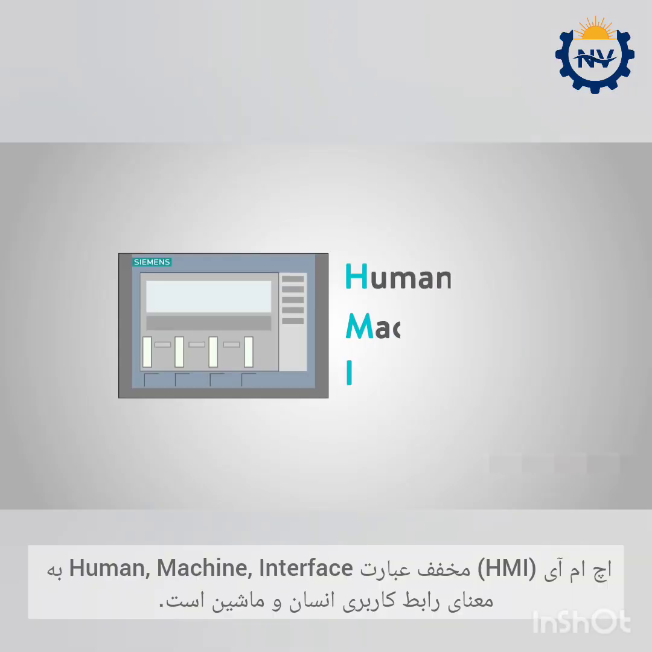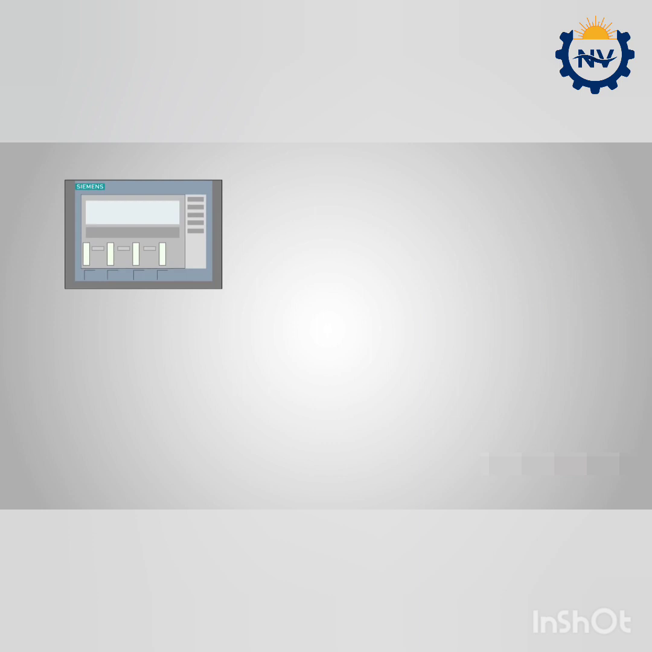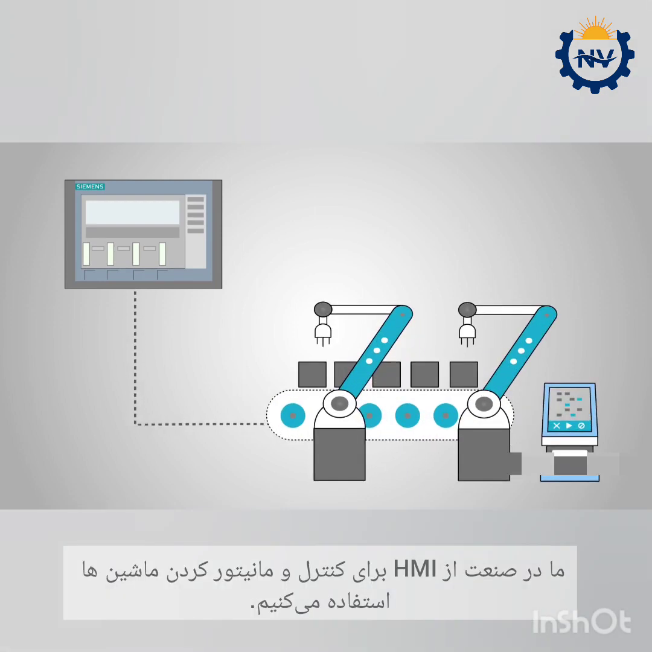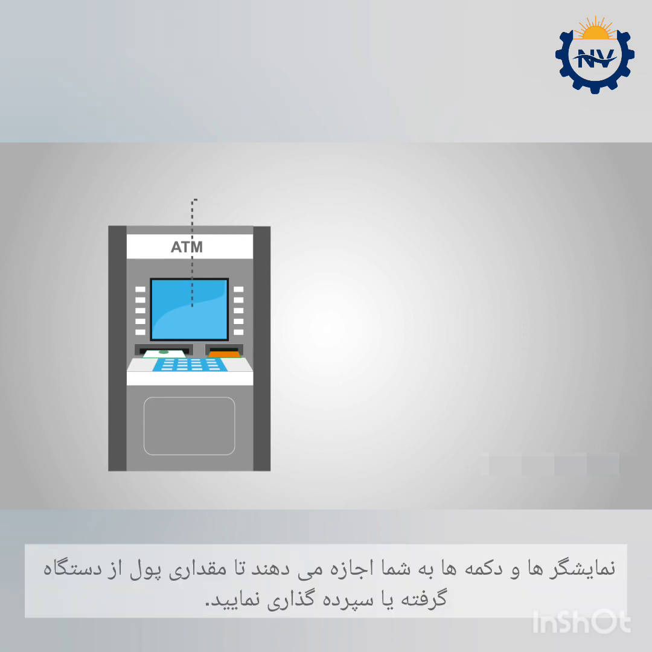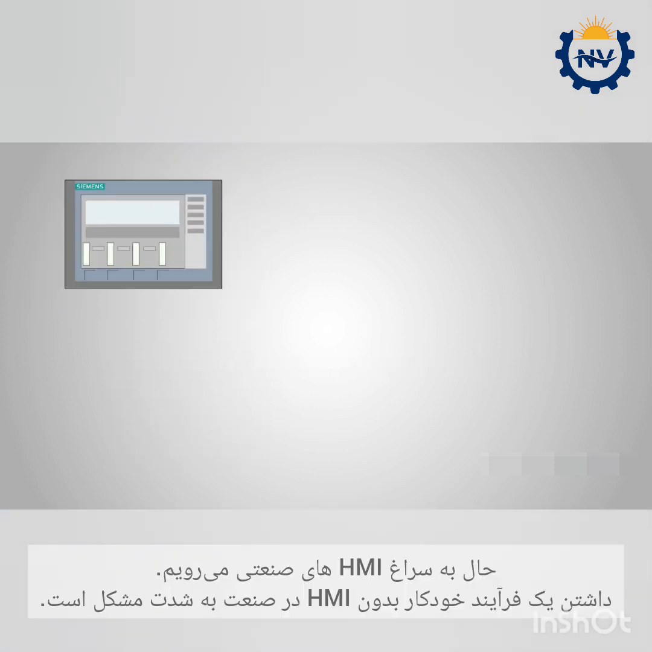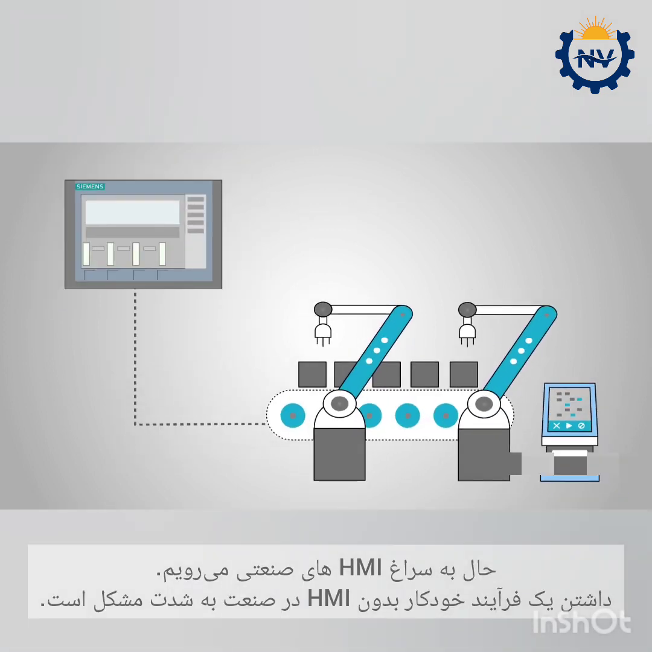HMI is short for Human-Machine Interface. We use HMIs in industry to control and monitor machines. A very common HMI that you all encounter on a regular basis would be an ATM machine. The screen and push buttons allow you to operate the machine to dispense a certain amount of money, or to deposit money. Let's talk about industrial HMIs now.